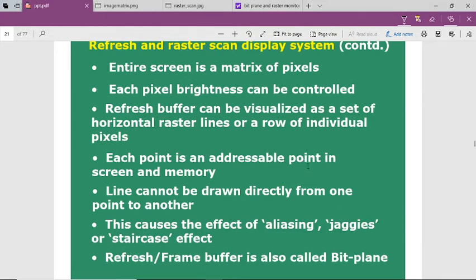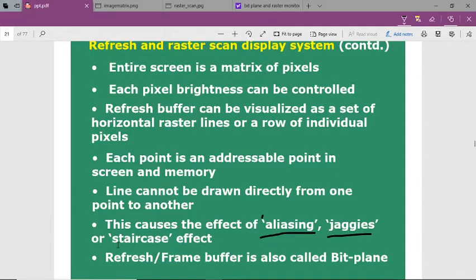You're coming across a new term called aliasing, also called jaggies or a staircase effect. These are three things that are new to you, and all mean the same thing: staircase or jaggies. So what is it saying?